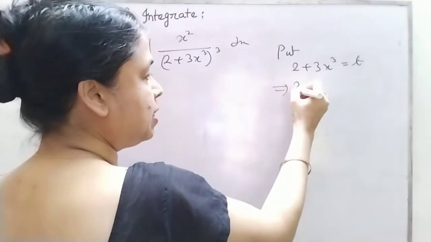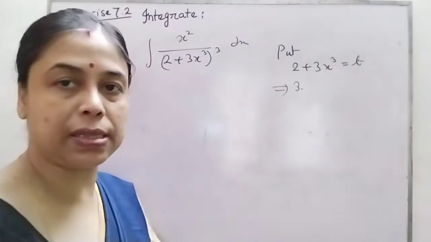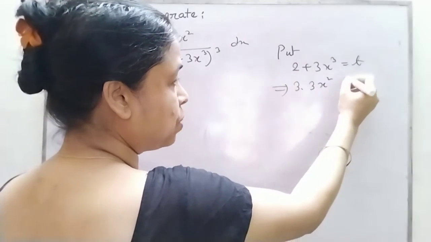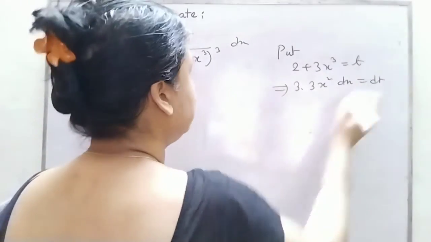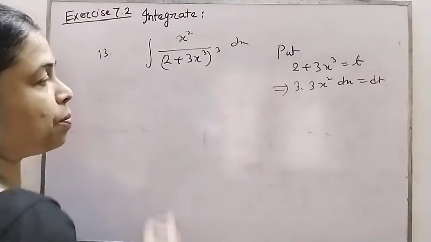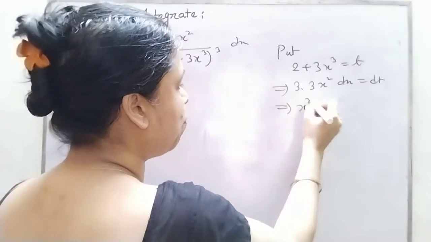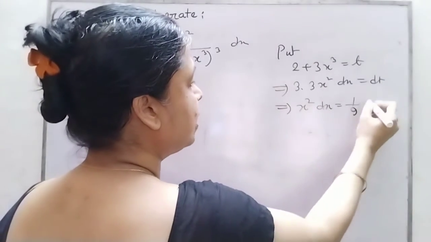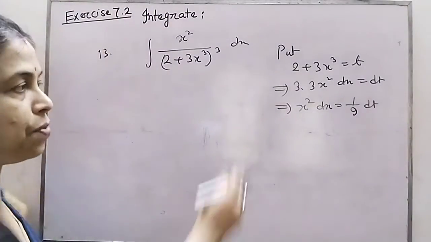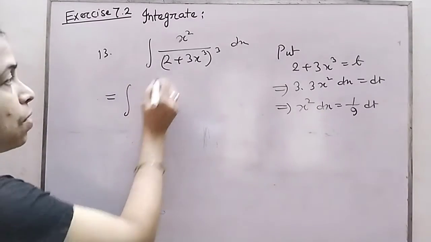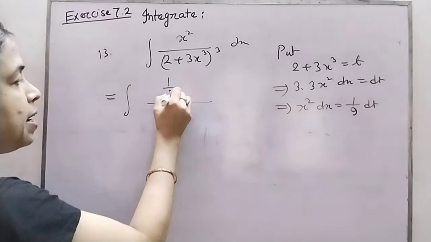Taking derivative, 3 is there, derivative of 2 is constant 0, 3 comes out and derivative of x cube is 3x square into dx equal to dt. So x square is in the numerator with dx. So take the term x square with dx and let us bring the rest to the right side and it becomes 1 by 9, 3 nines are 9. Okay, now I substitute it here. In the place of x square dx I am putting 1 by 9 dt.